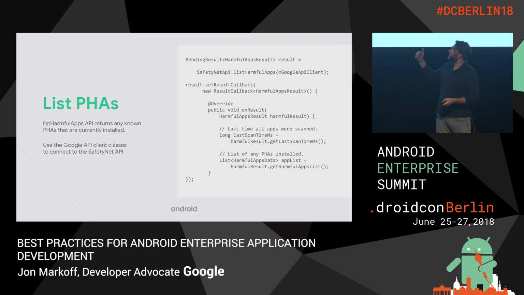So you're going to be able to call this SafetyNet list harmful apps method, and that's going to give you a list back of apps that are potentially harmful. The payload is going to be something like the package name, as well as a list of reasons why we think these apps are harmful. This is something that has to be built into your enterprise, and will have to be built into a reporting system of some sort to make sure that, one, this app is disabled right away, or an admin is made aware of the issue.